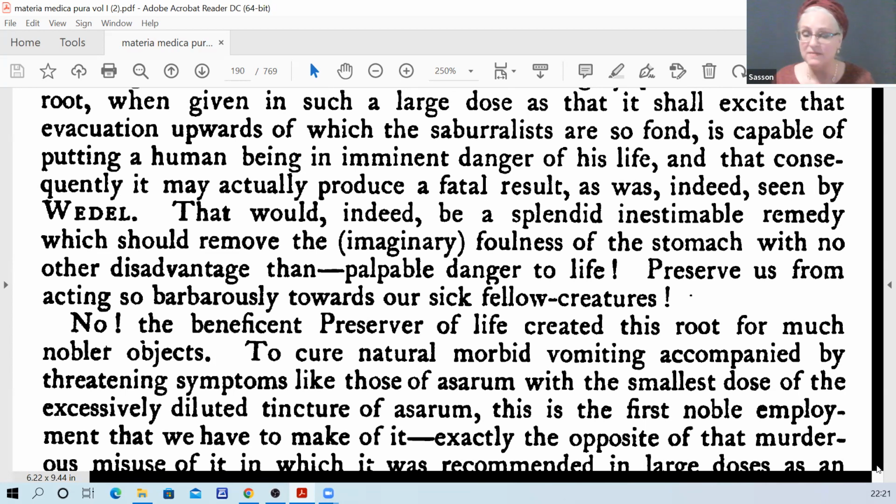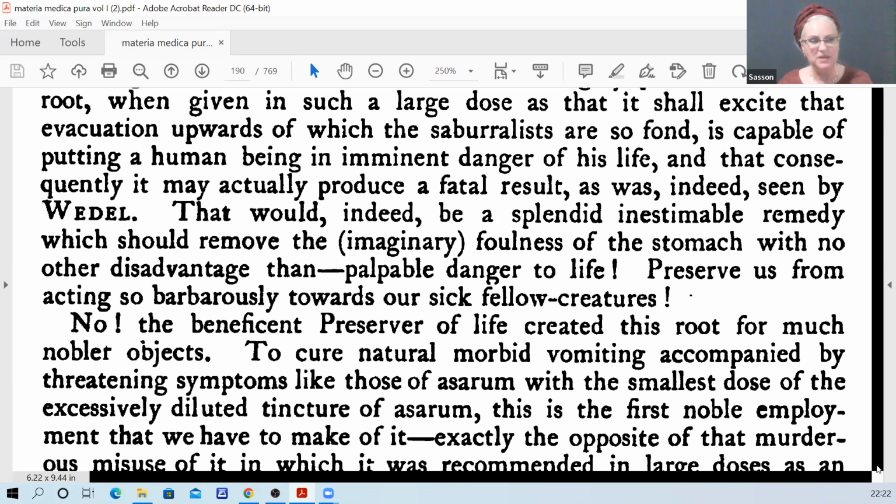So Hahnemann has a very, very strong argument about the giving of medications that can endanger people's lives. There are certain medications that are given nowadays that can kill people, and people take that risk in order to try to preserve their life. But Hahnemann is saying that this is not okay and that this is barbarous.